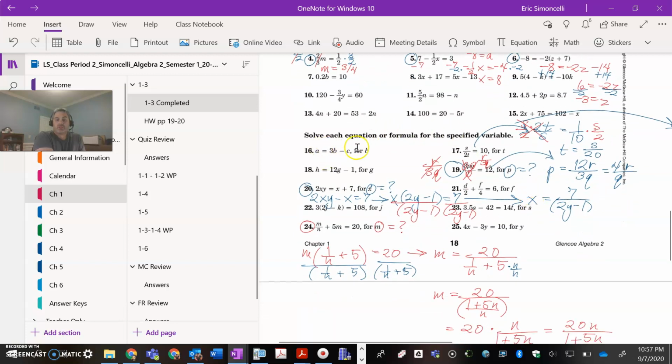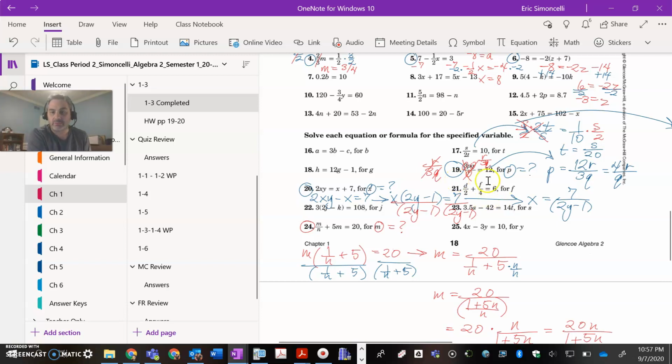But we're going to go ahead and take a look at solving an equation or formula. It's also called a literal equation, as I described earlier, for the specified variable. So to take a quick look at one that's already done for us, I will probably pick one that is already in blue. I can see number 19.